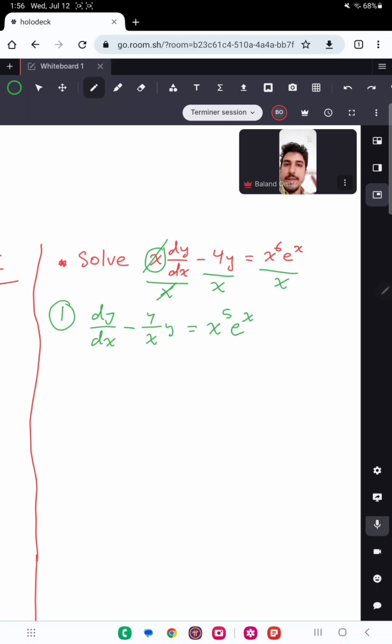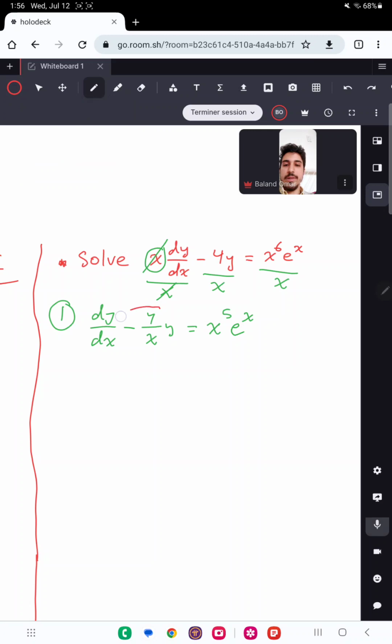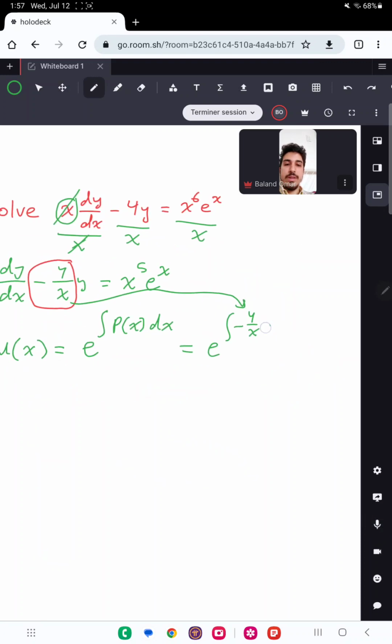Okay, great. Now we can see that the p(x) is somewhere over there. The coefficient of the y term is right there, and that helps us to find the integrating factor in step 2, which is, as I said, e to the power of the integral of p(x) dx. And p(x) in this example is minus 4 over x. We just obtain it from here, and we put it right here. Minus 4 over x dx.